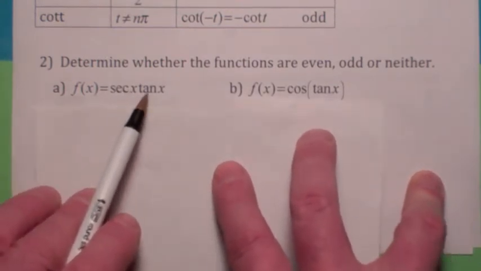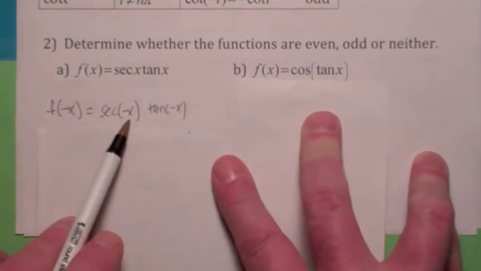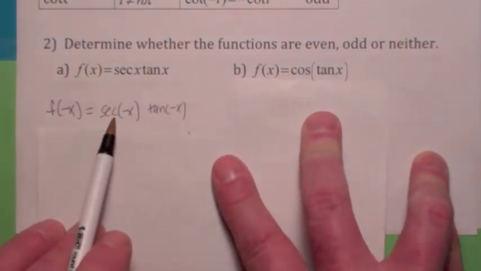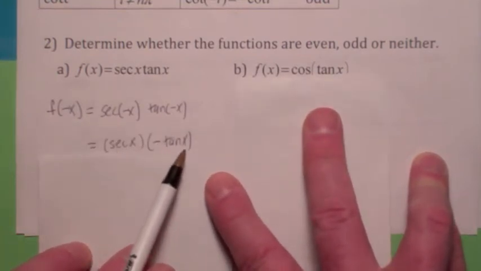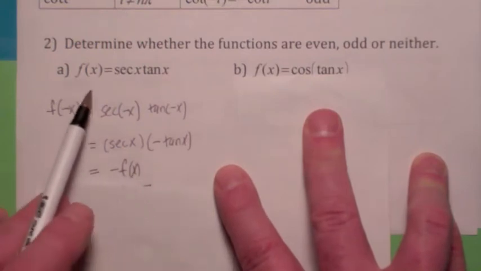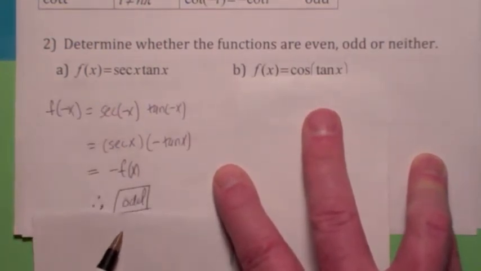This first one says secant of x times the tangent of x. When you plug in negative x, you get secant negative x times the tangent of negative x. Secant of negative x, isn't that an even function? So secant negative x is secant x, and tangent's odd, so the negative factors out of the tangent. If you put it out front, you get negative f of x, which shows that this is an odd function.